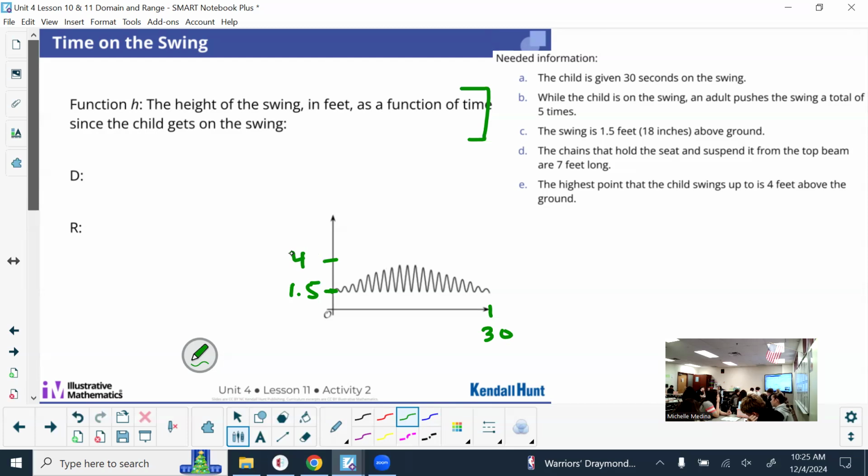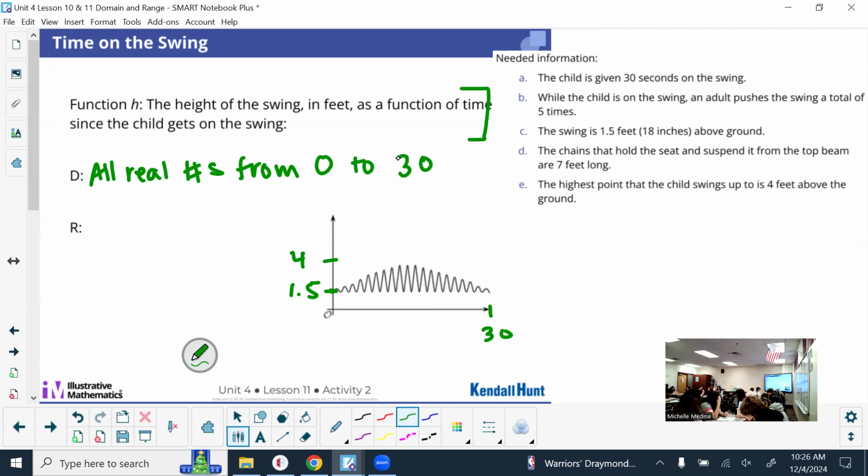Domain refers to all the what in a function? All the x's. So look at my x-axis. It is going to be all the numbers, including decimals in between, right? From what to what? Where does my x-axis start? Okay, 0, because you can't have negative seconds on the swing. And when does it end?